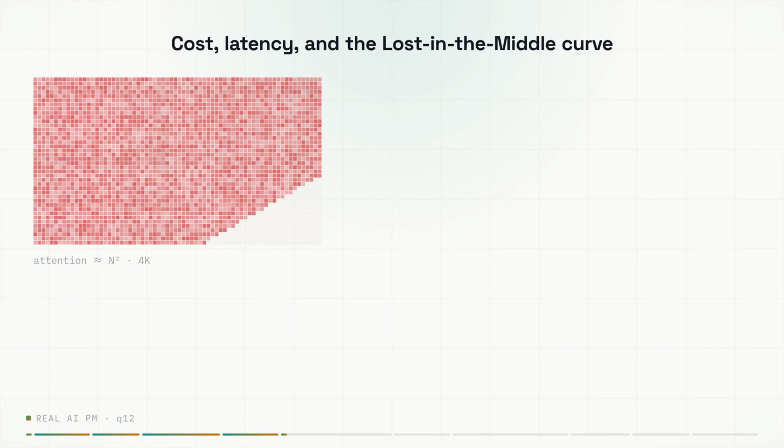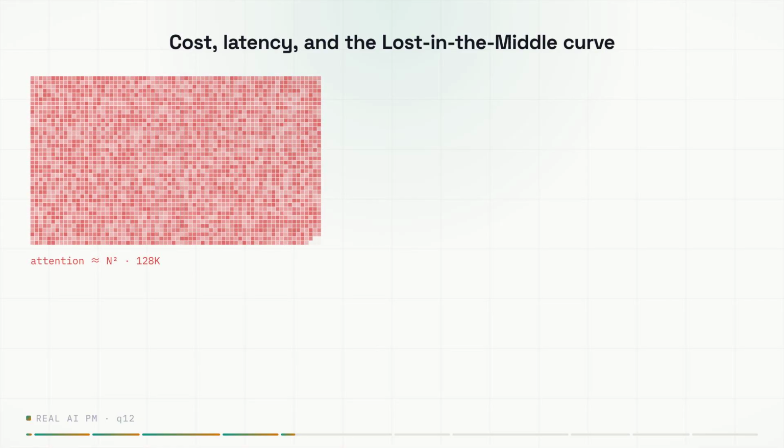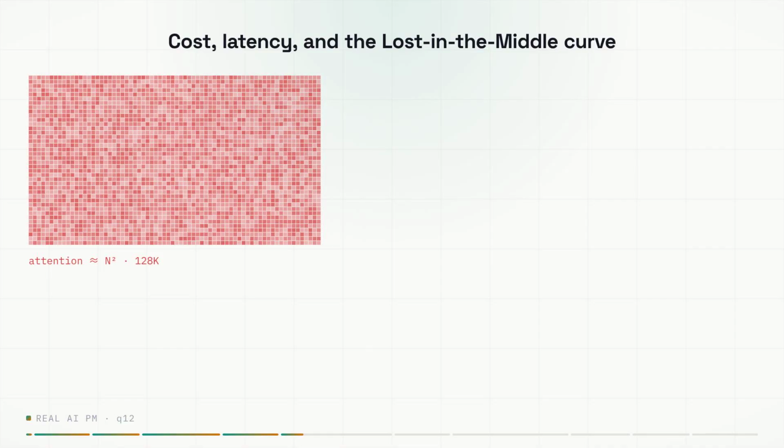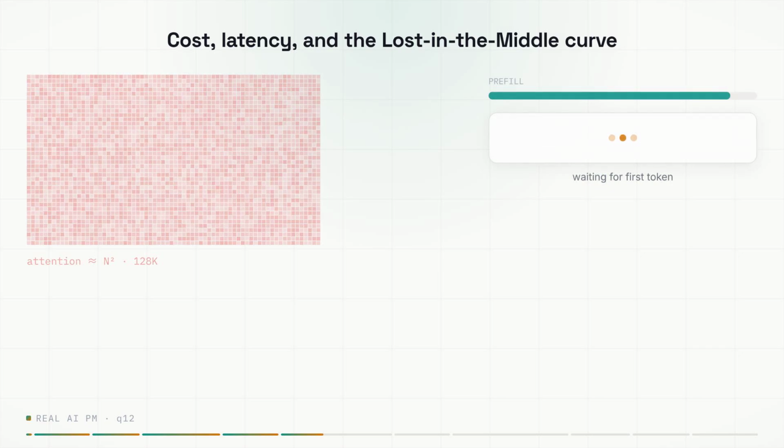Here's the catch, and there are 3 parts to it. First, cost. You pay per input token every single call, and in the vanilla case, attention scales roughly quadratically with sequence length, so filling a 128,000 token window is dramatically more expensive than a 4,000 token prompt. Second, latency. A longer prompt means a longer prefill pass, which means your time to first token goes up and the user waits longer to see anything.